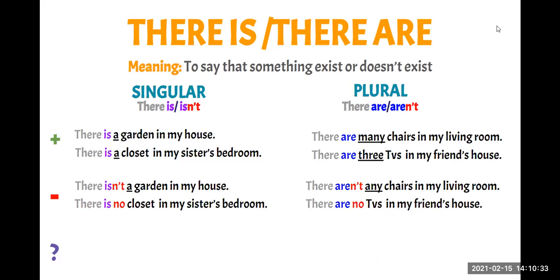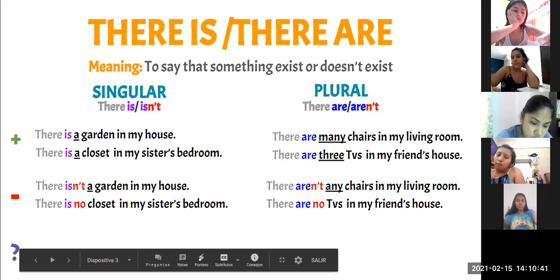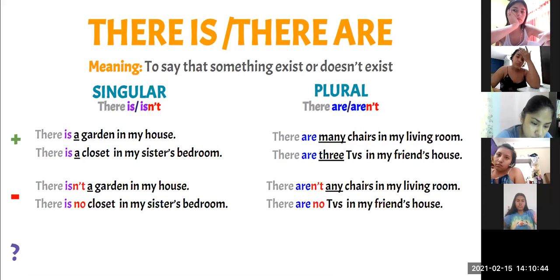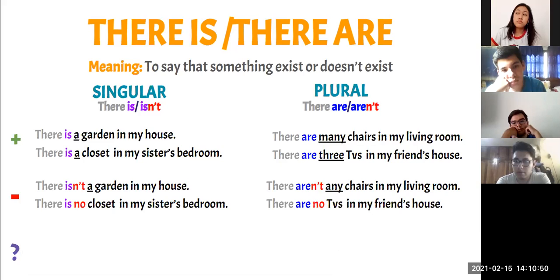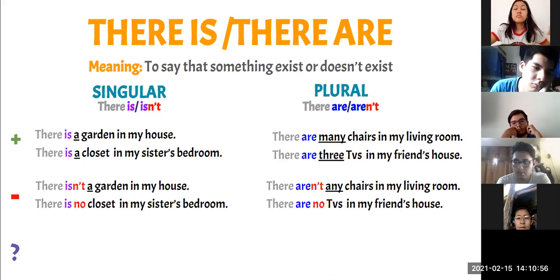What do we have to change to make a question with there is and there are? ¿Qué tendríamos que cambiar acá para formar una pregunta con there is and there are? What do you think? How do we form a question? ¿Cómo formamos una pregunta con there is and there are? ¿Alguien? ¿Alguna idea?